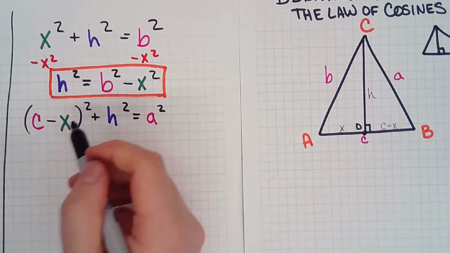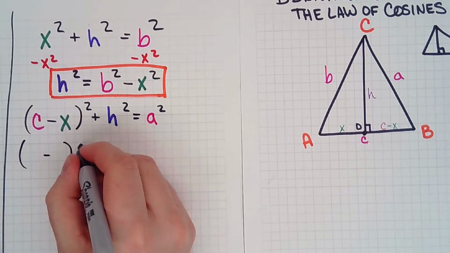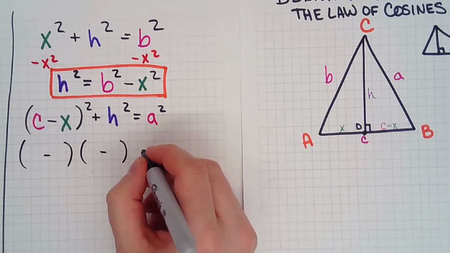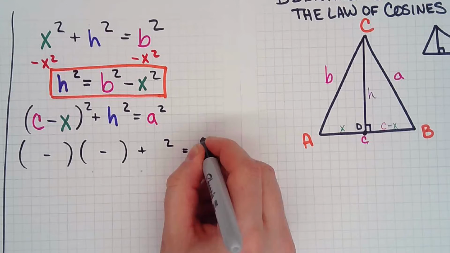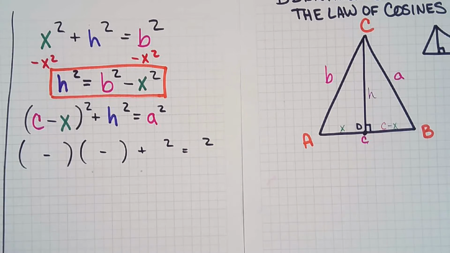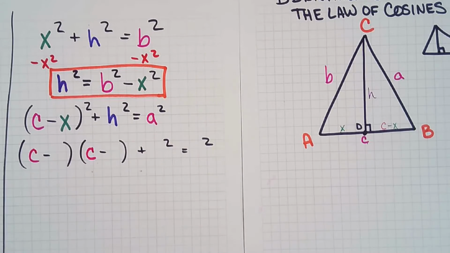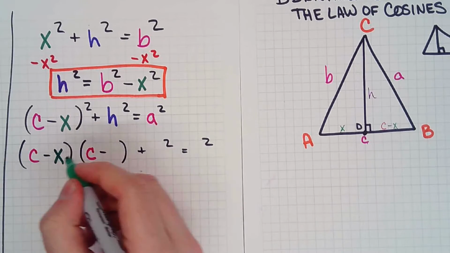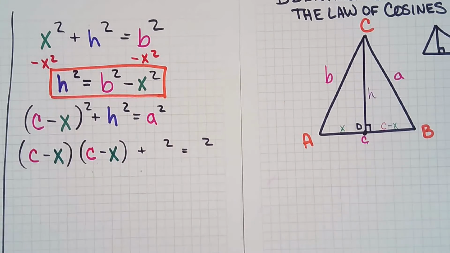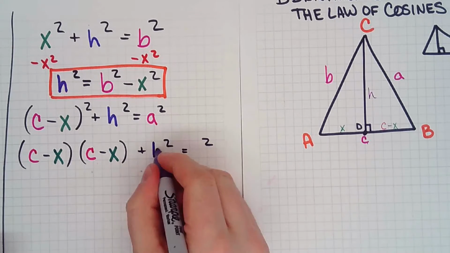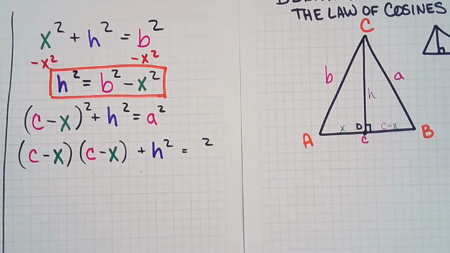So another way to write this would be (c minus x) times (c minus x), plus h squared equals a squared. So let me write that out. I'm just turning this quantity squared into two binomials, c minus x times itself. Right? That's what squared means. Plus h squared equaling a squared. All right, so here we are. Now we can distribute.